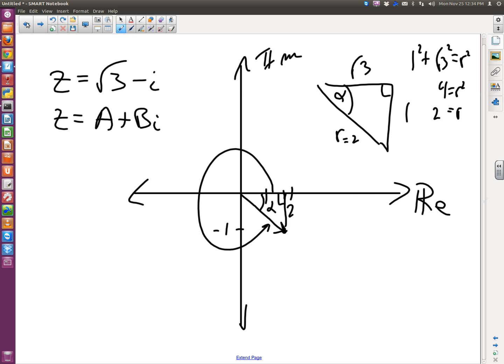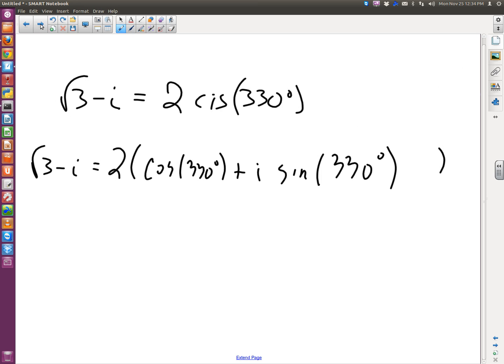Okay, so let's write that down. The cosine of 330 is, you said? Rad 3 over 2. Okay. Plus i times the sine of 330 was what? -1/2. So let's distribute. What's 2 times rad 3 over 2?